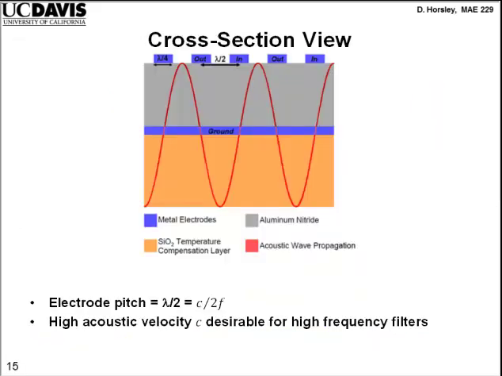Here's a cross-section view that shows a structure, one of these guys, and the acoustic wave is shown in red here. And here are the electrodes. So here's an input electrode, here's an input electrode, here's an input electrode. And the output electrodes are every other electrode, so I'm shading them in here.